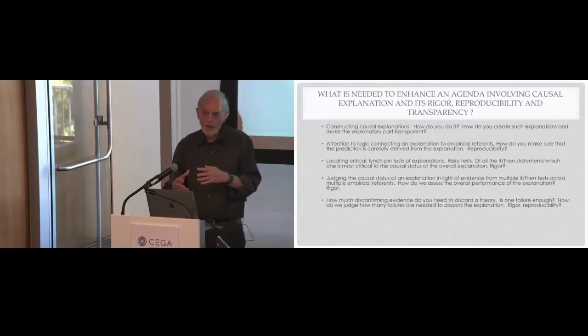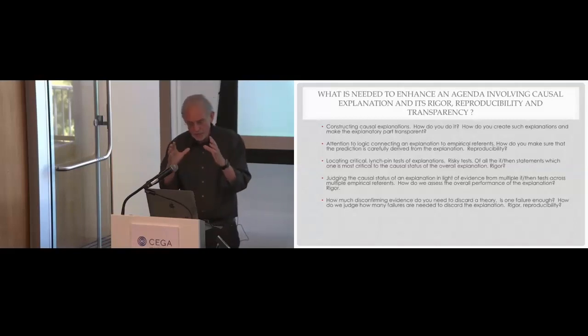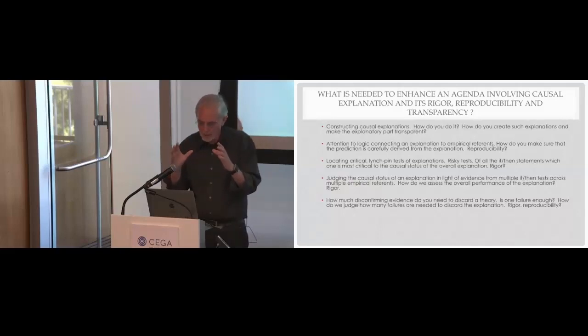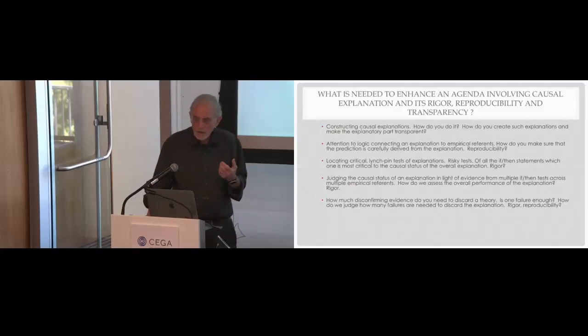A lot of people have theories and you read them and you really have a hard time knowing precisely what the empirical reference would be. It's kind of murky and people can kind of wiggle around. How can we make the explanation itself as clear as possible so that it can be translated by anyone into predictions about empirical reference? And then attention to the logic connecting an explanation to empirical reference.